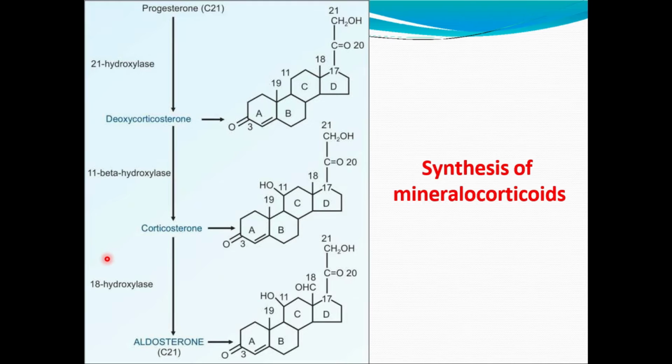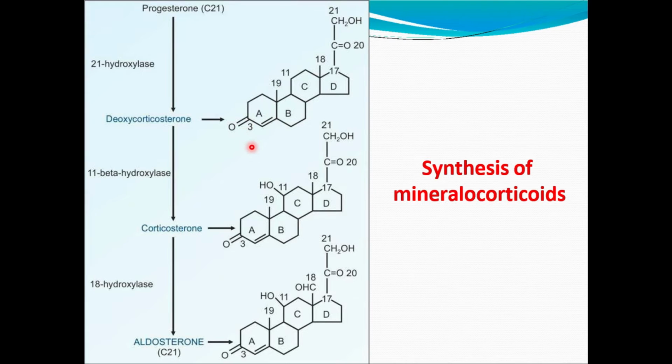In this biosynthesis of aldosterone, we can observe that at the first step, the enzyme 21 hydroxylase introduces a hydroxyl group at carbon number 21, while a hydroxyl group is changed to a ketone group at carbon number 3. If we compare deoxycorticosterone with progesterone, we will find two changes: a hydroxyl group at carbon number 21 and a ketone group at carbon number 3.